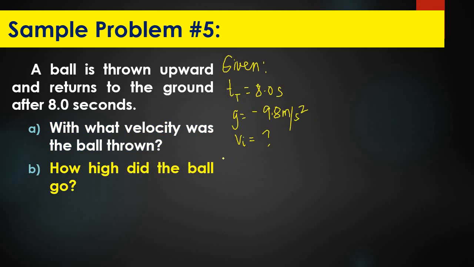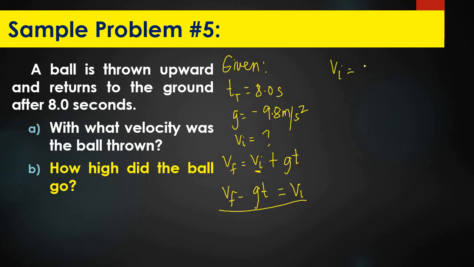Okay, so we can use VF is equal to VI plus GT. And we want to find out VI. Okay? So, transpose: VF minus GT is equal to VI. This one will be our formula. VI is equal to, what is VF? Ano yung VF natin? Zero.